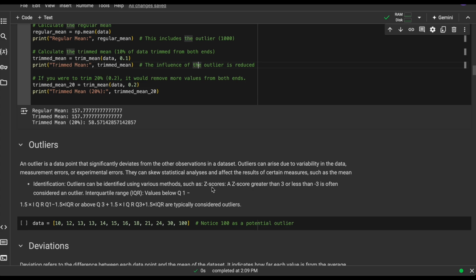Remember one thing: we deal with outliers most of the time in real data. We remove them, or we use some statistics tricks to remove or change these outliers.